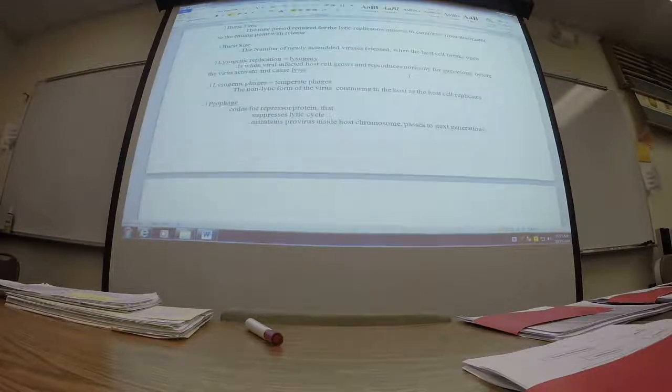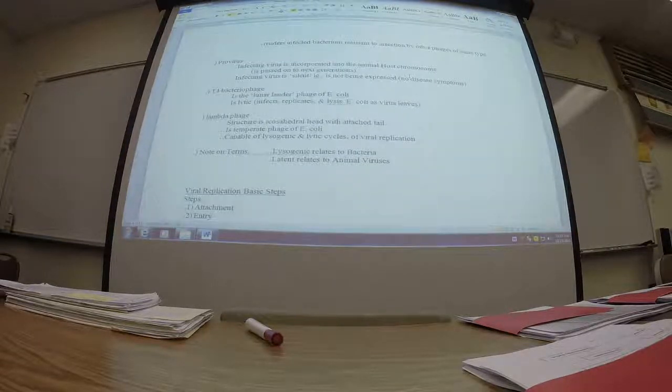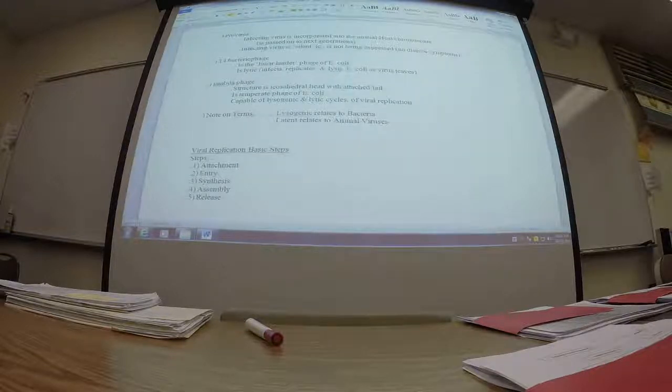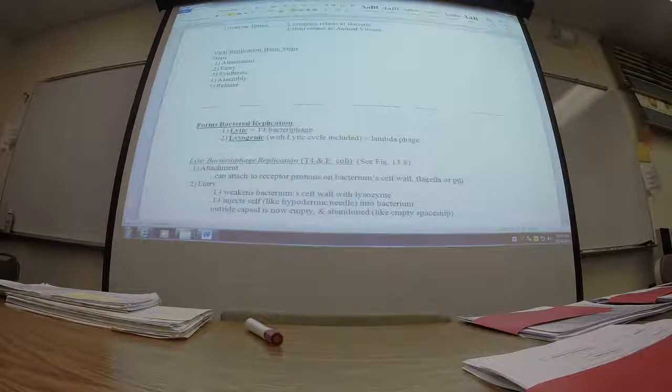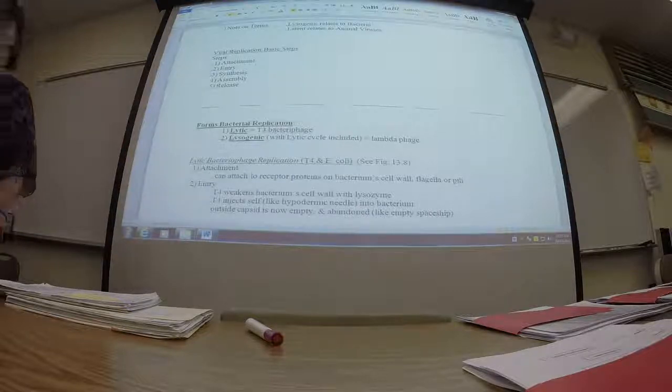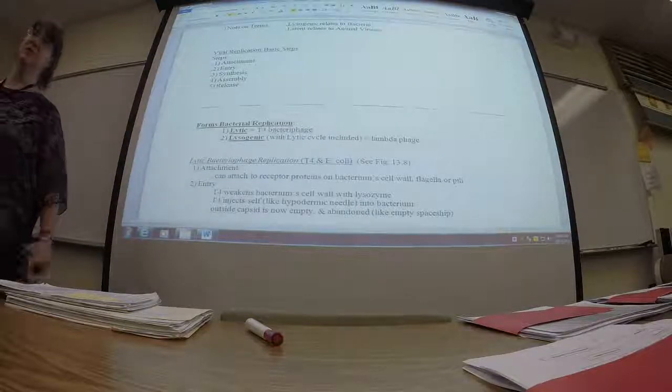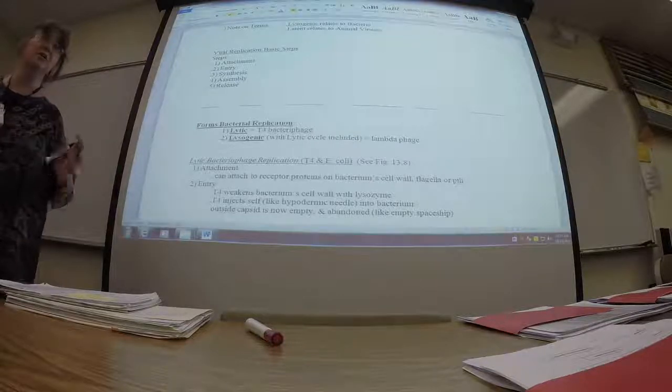Lysogenic we went over. Prophage simply means it's hidden in the DNA. Provirus is hidden in the DNA. There's your term lambda. There's your replication steps. I changed synthesis to replication because some people were associating assembly with synthesis, so I just put replication in there to try to get some confusion out.